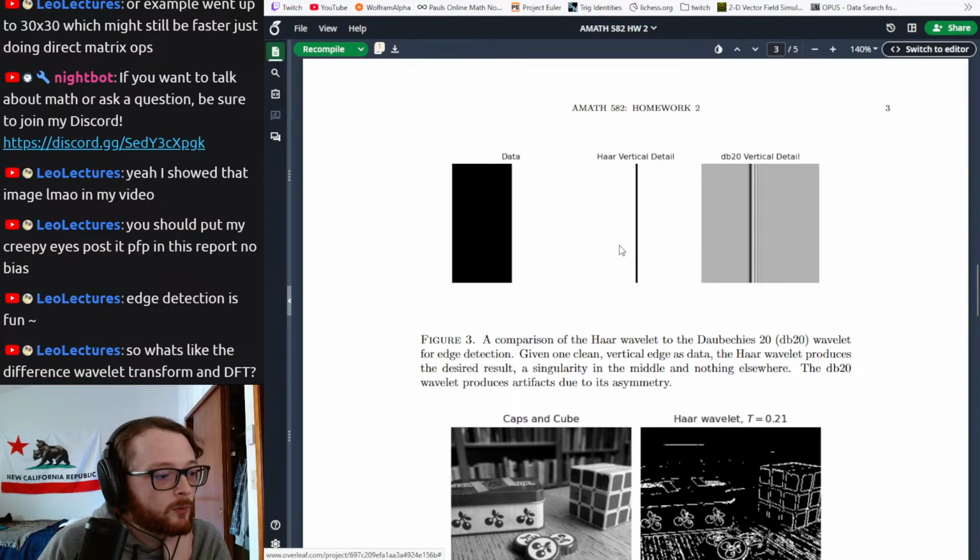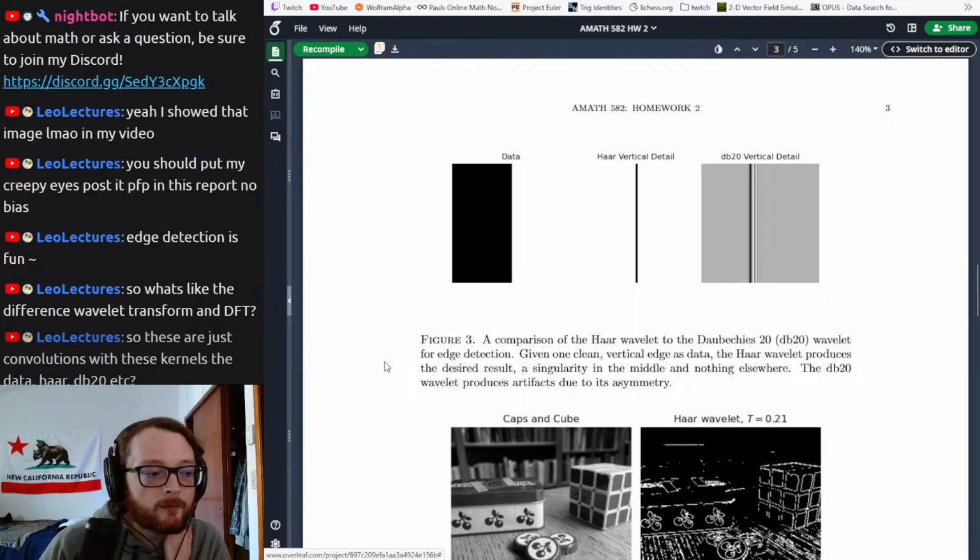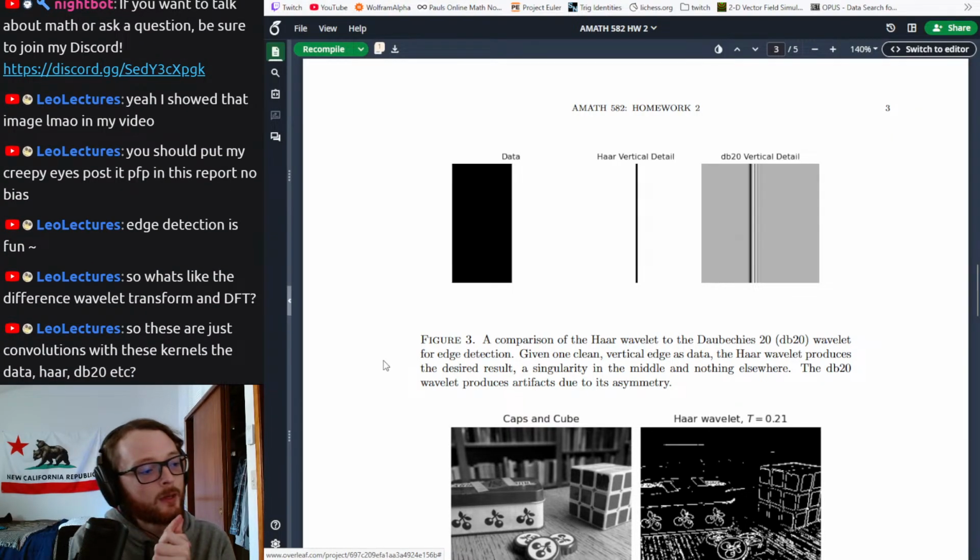What's the difference between wavelet transform and DFT? A wavelet transform uses a different basis. Instead of sines and cosines, there are many different bases you could use. I mean, you can still use sines and cosines, and that will be called a short-time Fourier transform. But the big difference is that instead of one parameter for frequency, you now have two parameters, one for frequency and one for shifts.